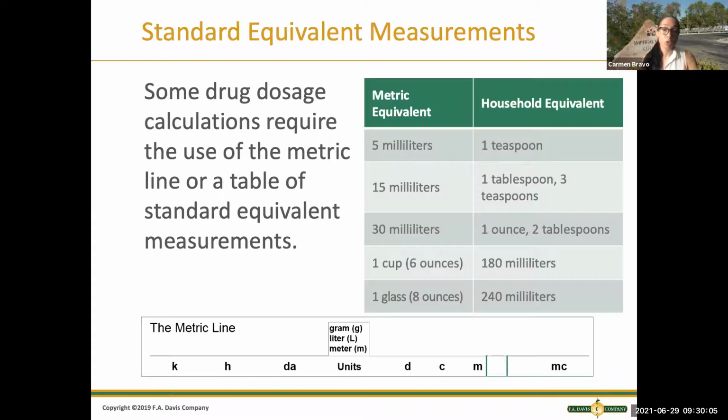So we use the metric system. Sometimes once you get the metric system, it gets so much easier because you just move your numbers to the left and to the right.